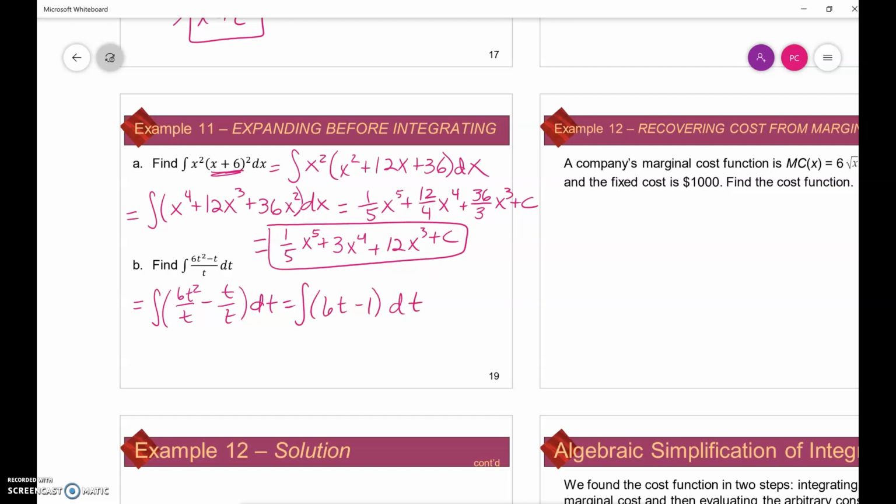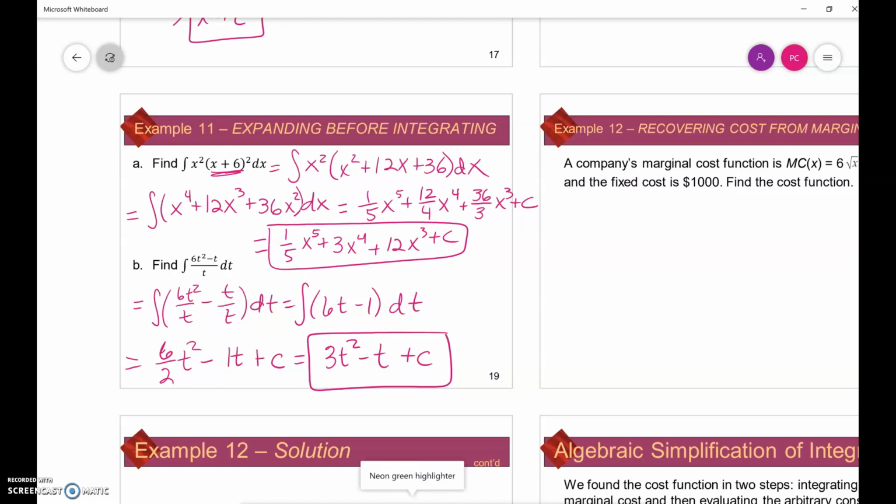Okay? And when we take the integral here, we end up with 6 over 2t squared minus 1t plus c. We simplify that, we have 3t squared minus t plus c. Again, that very first step at the top, the part B, and even in part A, looks very daunting to take the integral. But once we do a few simple algebraic simplifications, by taking the time to simplify that, it's a much easier process and the integration goes very, very quickly.